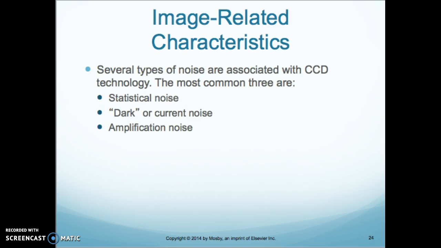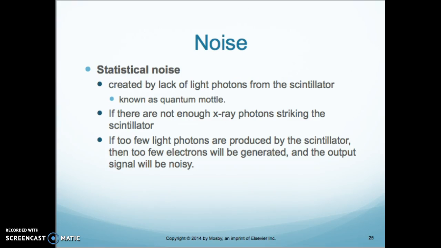Several types of noise are associated with CCD technology. The most common are statistical noise, dark current noise, and amplification noise. Statistical noise is created by a lack of light photons from the scintillator. So think of statistical noise as quantum mottle. If there are not enough photons striking the scintillator, or few photons are produced by the scintillator, then too few electrons will be generated and the output signal will be noisy, right? There's not enough light, so it's going to be noisy.